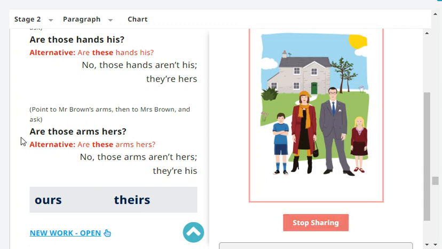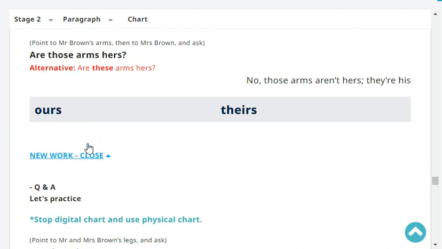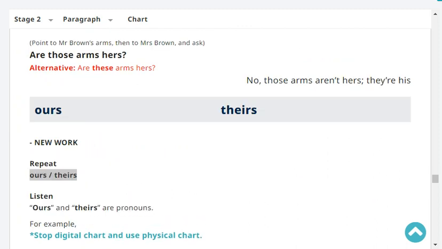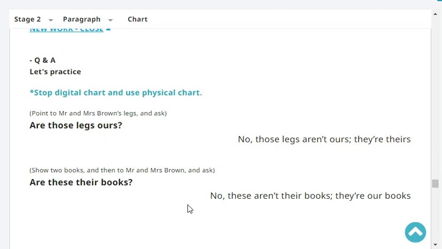Okay. Next, repeat. Ours. Theirs. Very good. Okay, listen. Ours and theirs are pronouns. For example, these legs aren't ours. They're theirs. Another example is these aren't their books. They're our books.